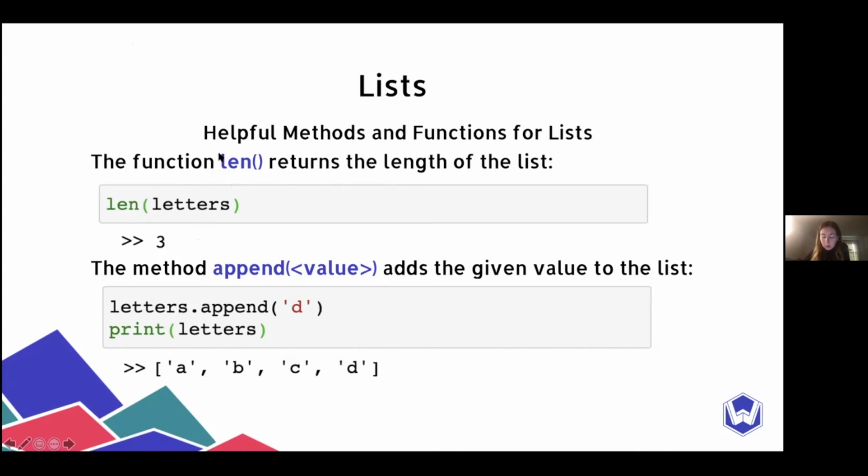it's not working. I was trying to go back a slide, but it's not working. So just remember that our list was letters A, B, and C, and the length of that is 3, even though the final index in that is 2.